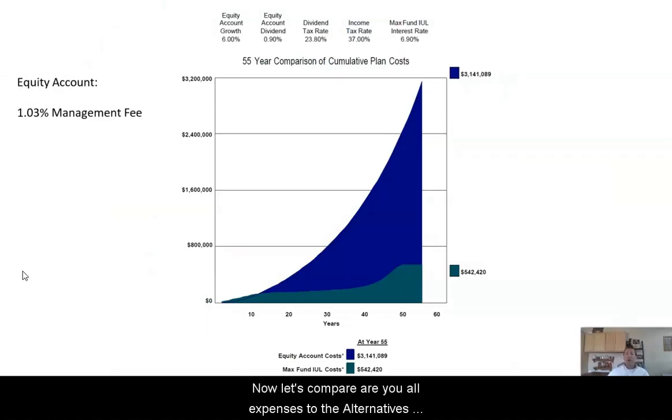Now let's compare IUL expenses to the alternatives, such as an IRA or 401k. Now I looked at funding the same amount of money into an alternative vehicle, which is a non-qualified equity account, the exact same illustrated rate of return of 6.9%.